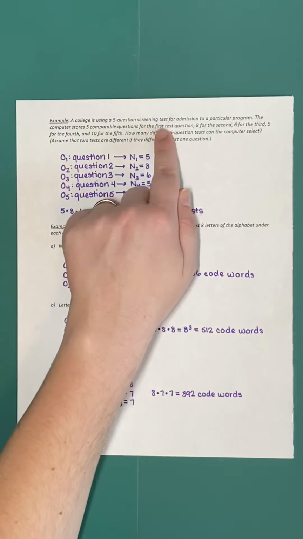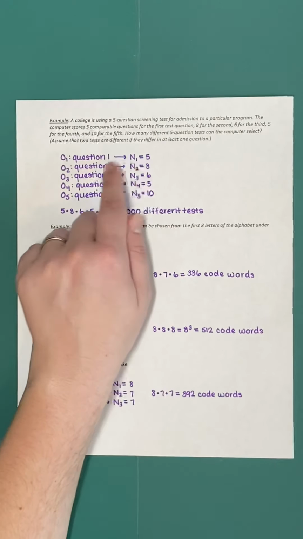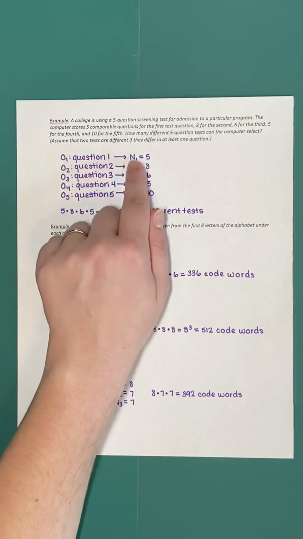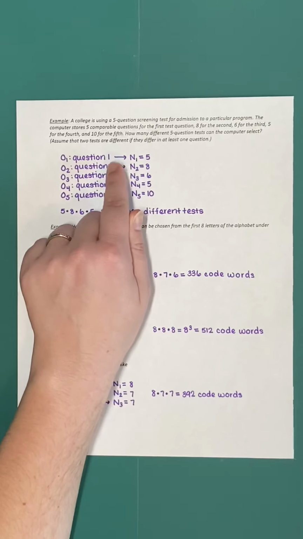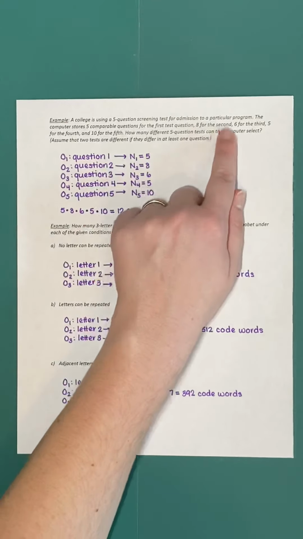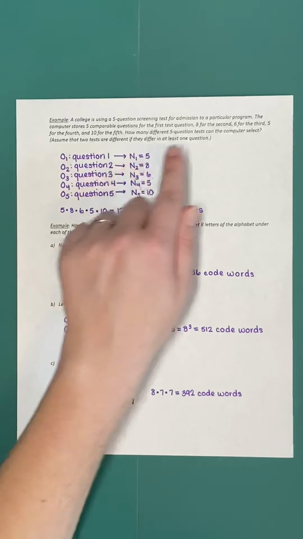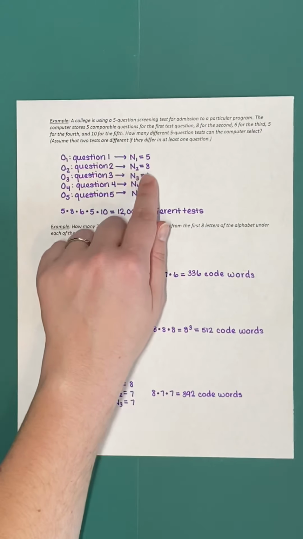So for the first test question, there's 5 options that the computer can choose from. So if operation 1 is choose question 1, then n sub 1 is going to be 5. That's the number of ways we can perform that step. Now for the second question, there's 8 options. So n sub 2 is going to be 8. For the third question, there's 6 options. So n sub 3 is going to be 6.